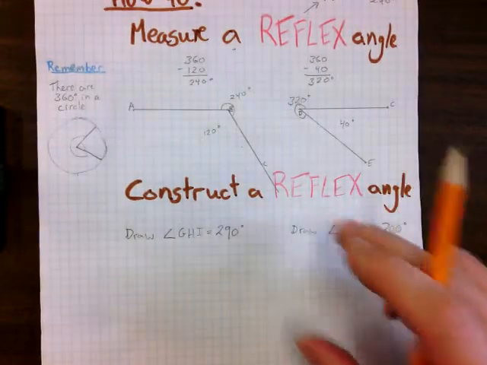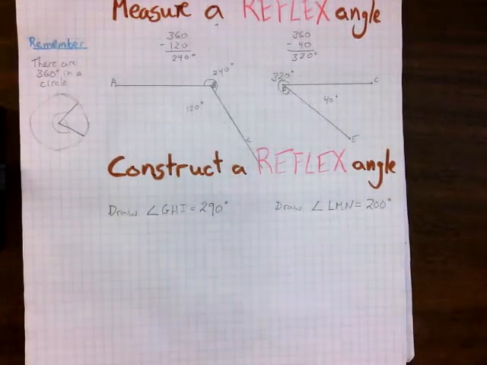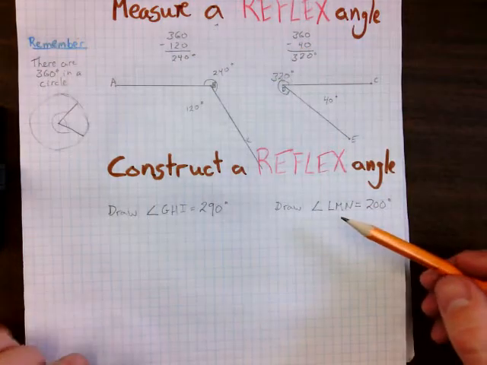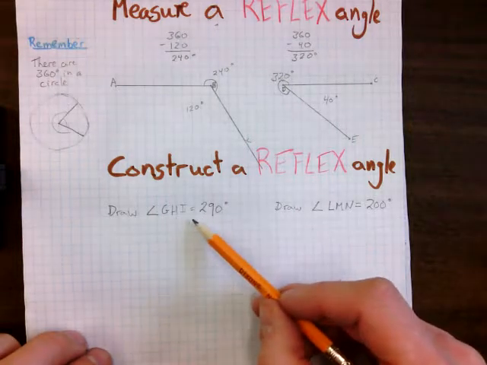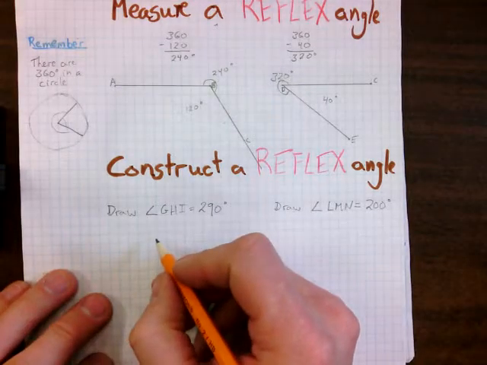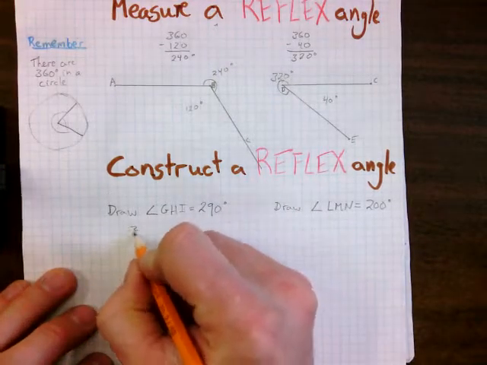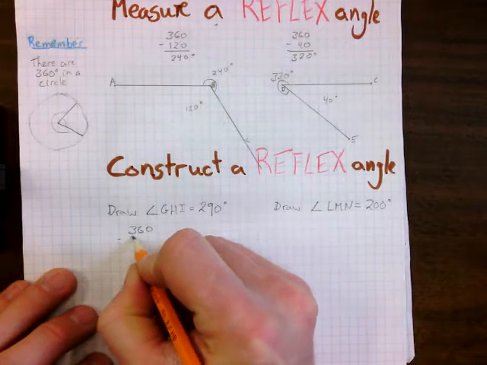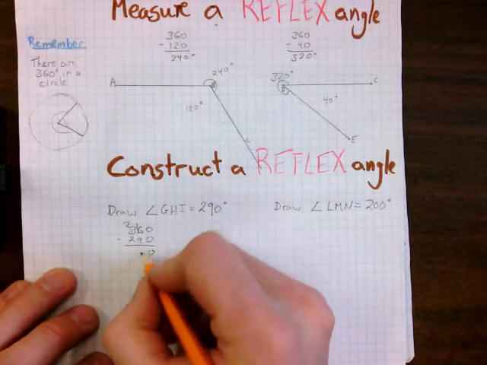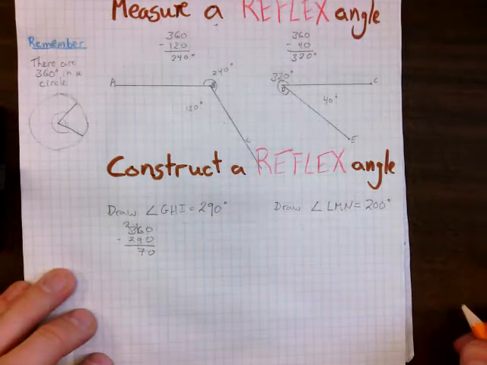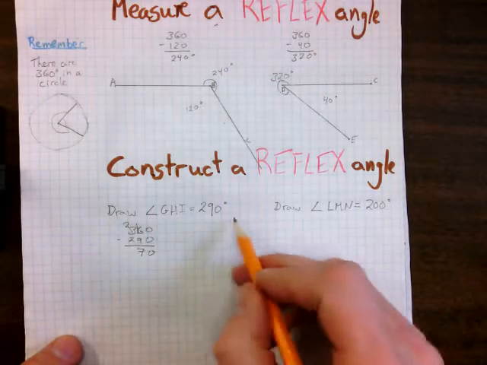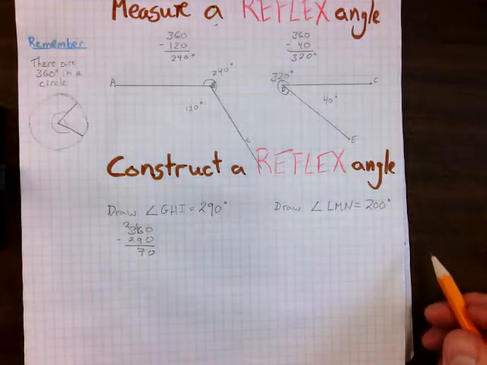Now moving on to how to construct a reflex angle. We use exactly the same concept, except we do our subtraction first rather than second. So here we want to draw angle GHI, which measures 290 degrees. So I'll do my subtraction first. This is a reflex angle. It's greater than 180. I subtract from 360. 360 minus 290. So I get 70 degrees. That's the angle we're going to draw, even though what we need is the angle GHI 290.